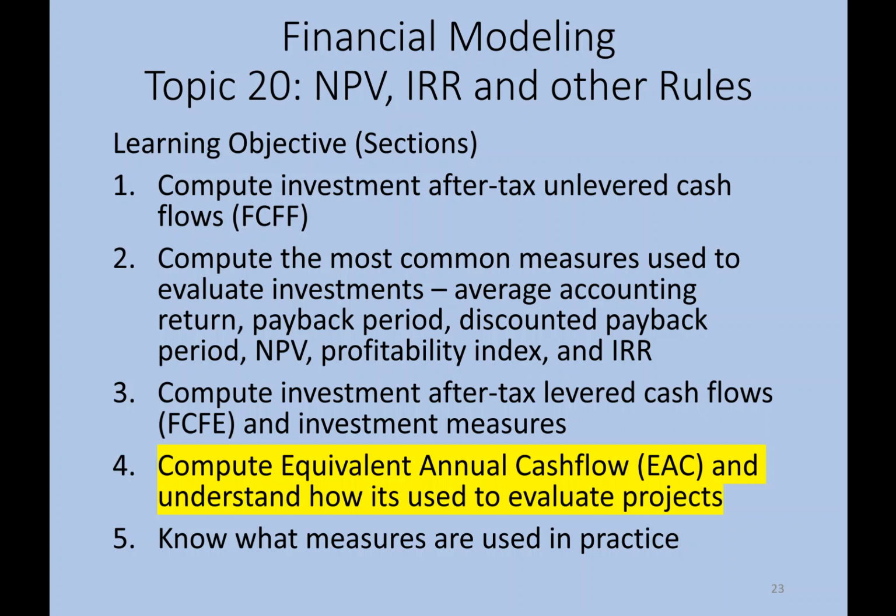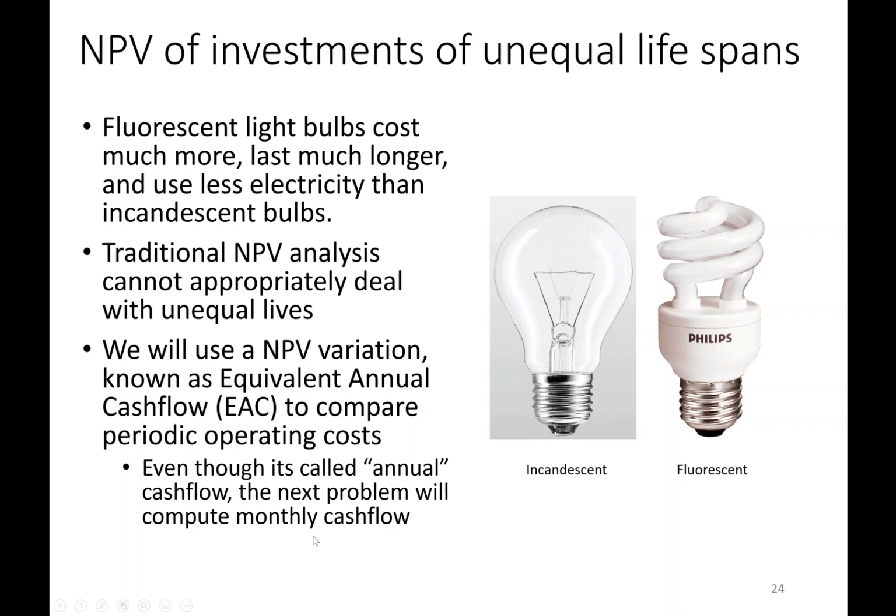Financial Modeling, Topic 20, NPV, IRR, and Other Investment Rules. Section 4, we're going to compute the Equivalent Annual Cost, EAC, and understand how it's used to evaluate projects or investments. So let's think about an investment in a project which has unequal lifespans.